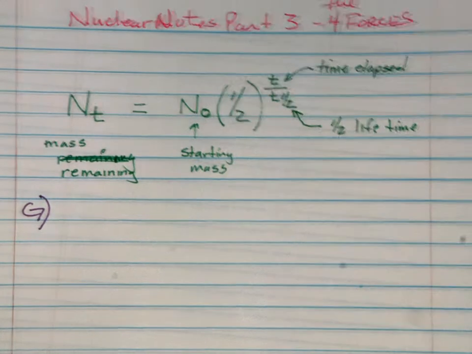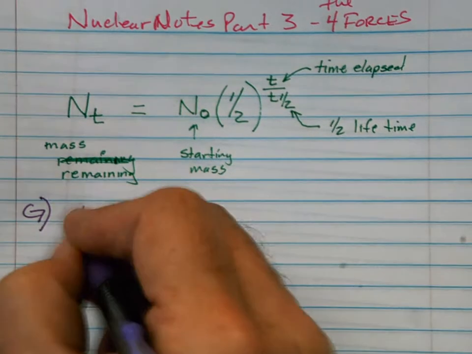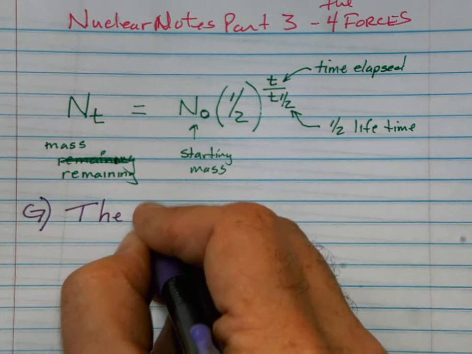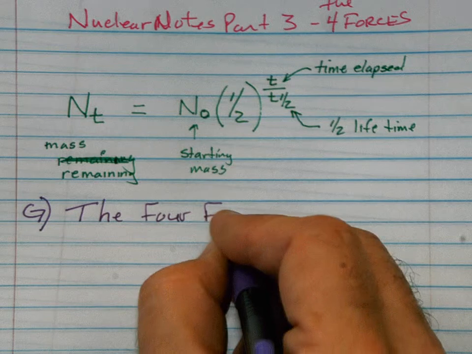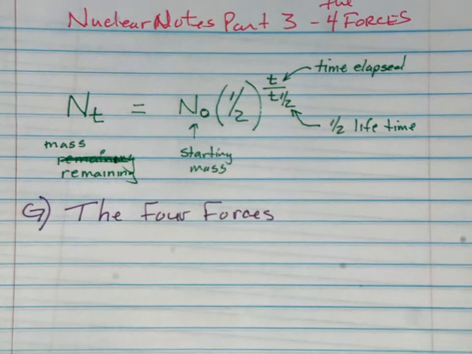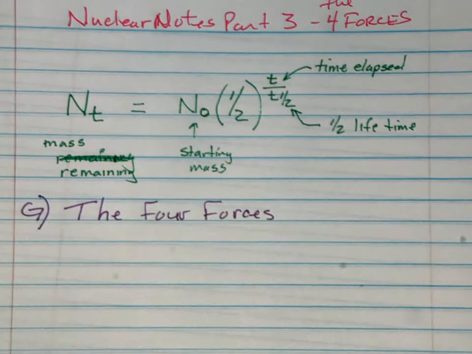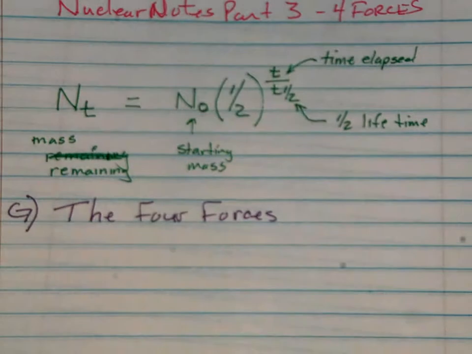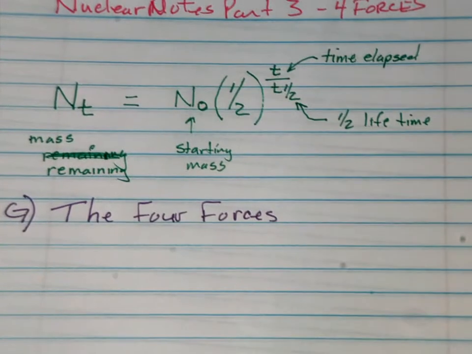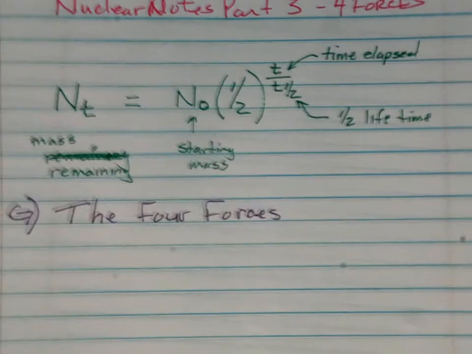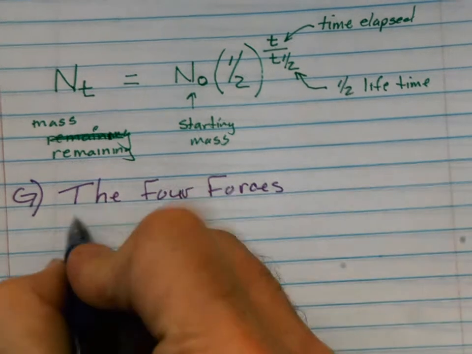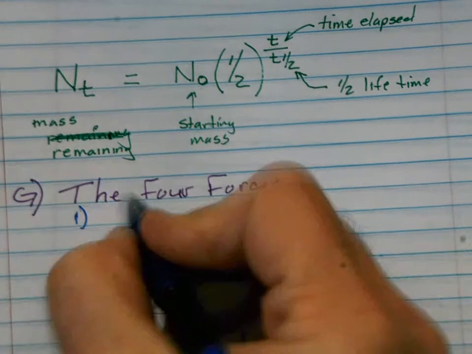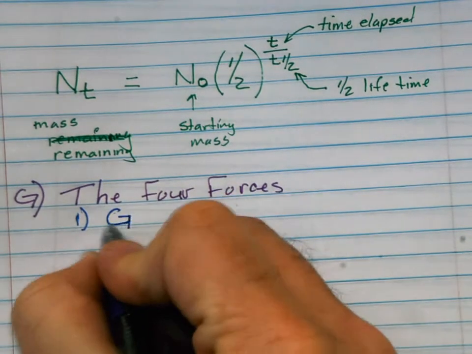Part G in our notes here, and we're going to call this the 4 forces in the universe. There are only 4 forces in the universe, according to science. We're familiar with the first 2. In fact, most of what we tend to think of as forces really are electromagnetic forces, but I'm getting ahead of myself. So the first one, appropriately, we'll call big G. That's gravity.